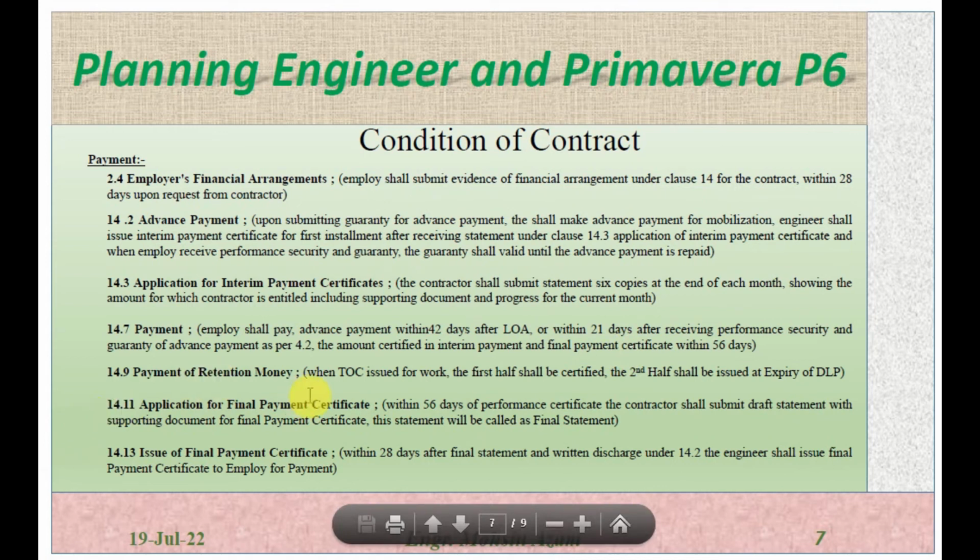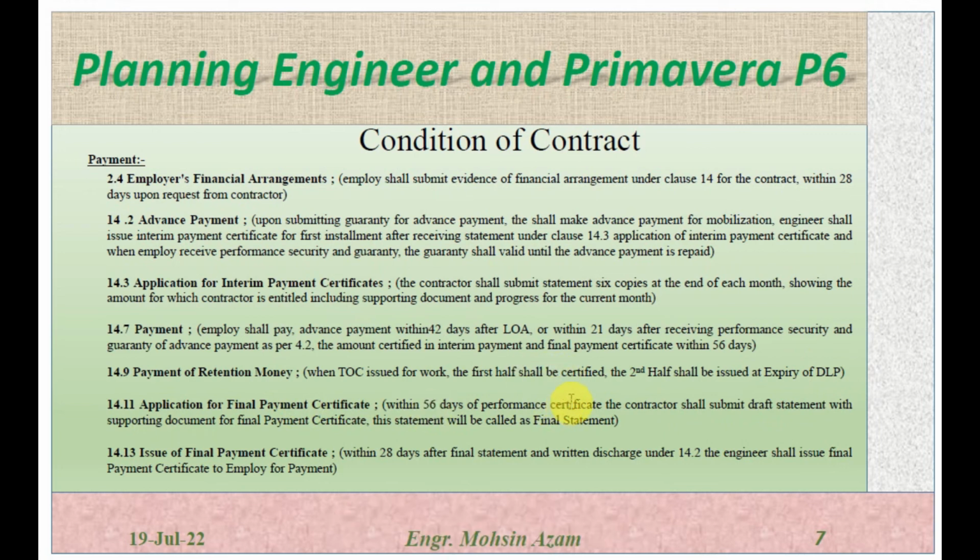Payment of retention money. When the TOC is issued for the work, the first half shall be certified. So once the contractor receives the TOC, the first half of the retention money should be certified to the contractor. The second half shall be issued at the expiry of the defect liability period. Application 14.11 is application for the final payment certificate within 56 days after performance certificate.